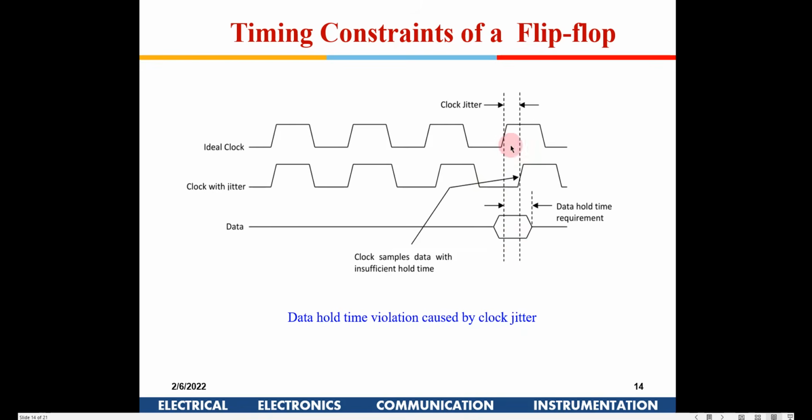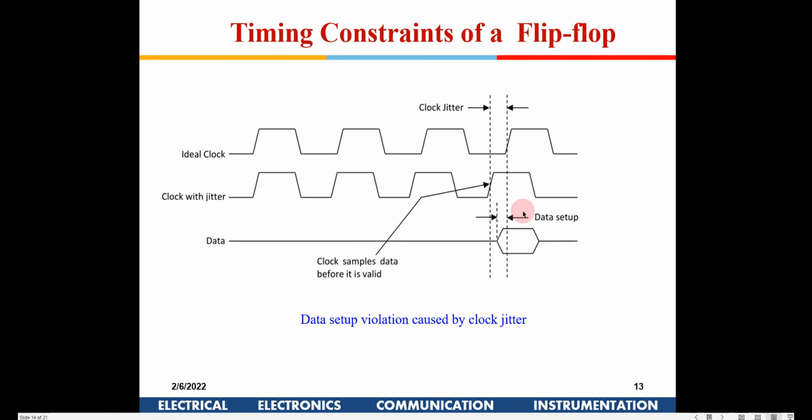Similarly, here the clock is going high and the data is pretty stable. In the first case, with an ideal clock, we are catered for the whole time. But if, because of clock jitter, the clock is delayed in this particular case, then there is a hold time violation.